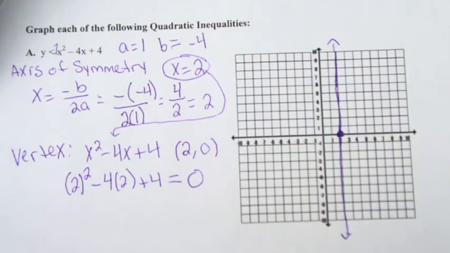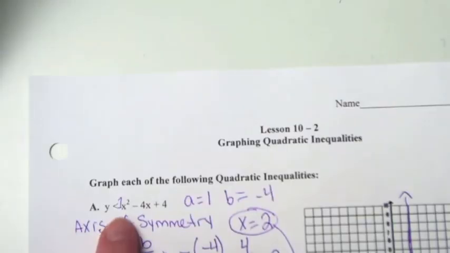It either opens up from there or down from there. Going up. Quincy, why is it going to open up? Because it's positive. If you look up here at the x squared term, if there's not a negative in front of your x squared term, it is going to open up and your vertex is going to be a minimum. If it was a negative x squared, then it would be facing down.